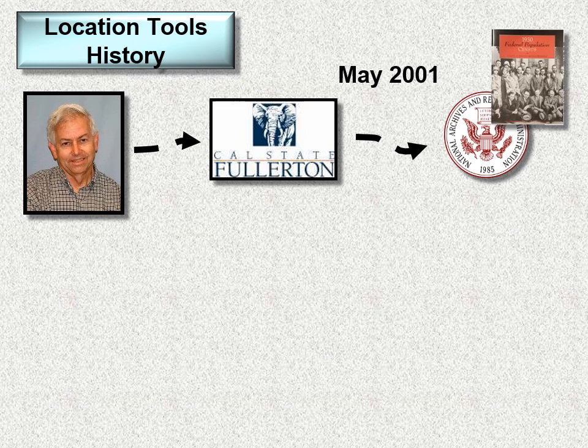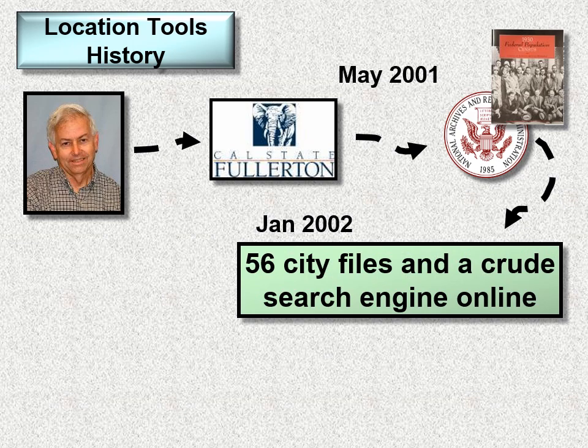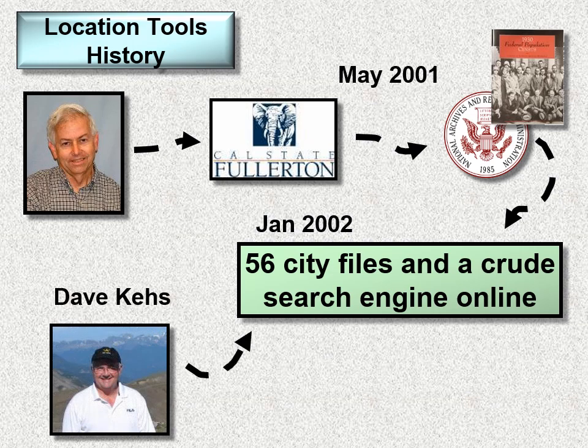And I said, I think I have an idea about making databases of street names. People said to me, Joel, you're crazy. You can't do that. Well, they were right about one of those two things. And so in January of 2002, by myself, I had transcribed 56 large cities, their street names in each of the census districts, and put them online on a small website with a crude search engine. And that's when Dave did a Google search, saw what I had done, contacted me, and suggested ways of streamlining the data.